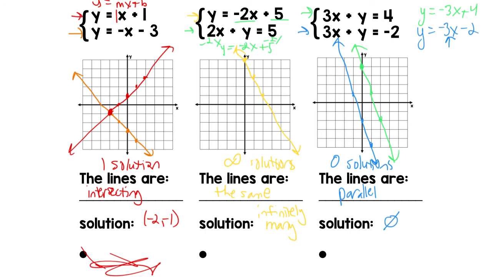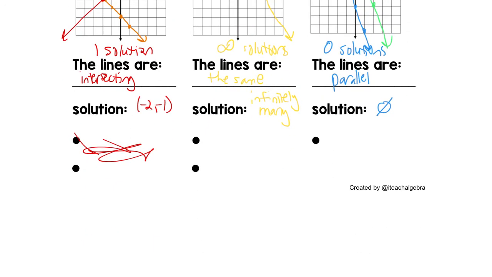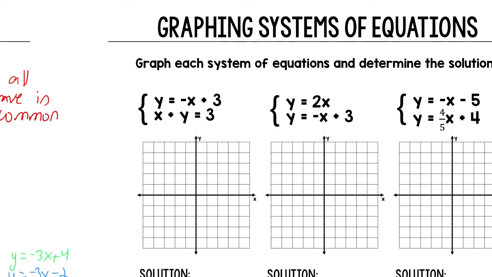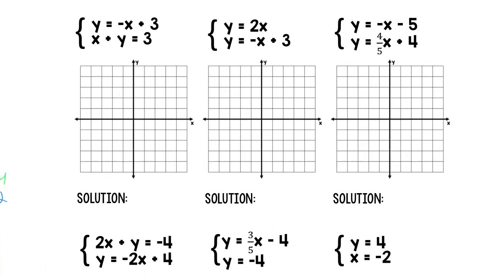So in short, there's 3 possibilities for your systems to have. They can have one solution where the lines cross. They can have infinite solutions because they're the same line, or they can have no solution because they're parallel. Those are the only 3 possibilities. Nothing else exists.